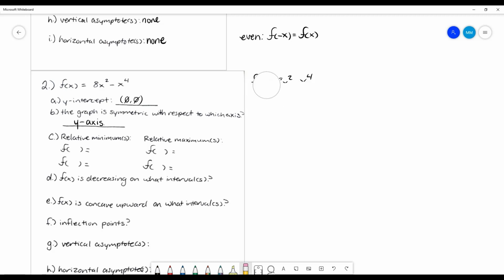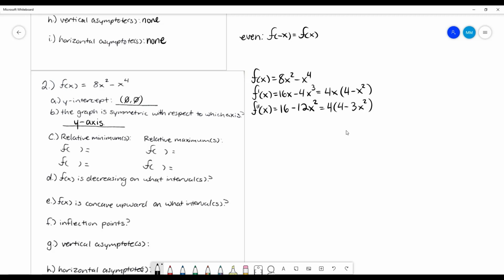Next up, we've got our relative extrema. So again, we've got our function here. Next, we take our first and second derivatives. These are nice and easy for us. So let's see, we're going to get this. And I am going to just factor out that 4x because it makes it a little easier to see when it equals 0, right? Okay. And then our second derivative is going to be 16 minus 12x squared. Okay. And I only factored this out just because smaller numbers are a little easier to work with.